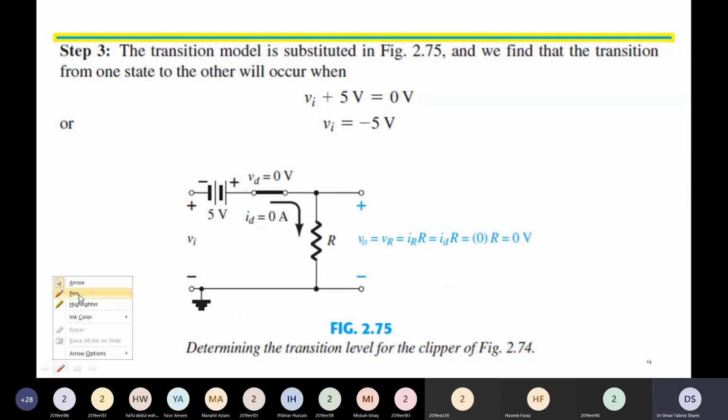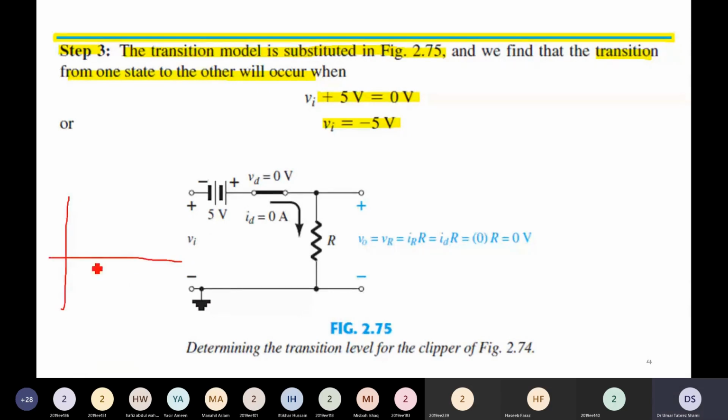In the next slide, we have the transition. We have step number 3. The transition model is substituted in figure 2.75, and we find the transition from one state to another will occur when V in plus 5 volt is equal to 0 volt, or when V in is equal to minus 5 volt. So let us start with the transition. We have the sine input voltage, and we are first in the positive half, and this is 20 volt. So let us take various times.